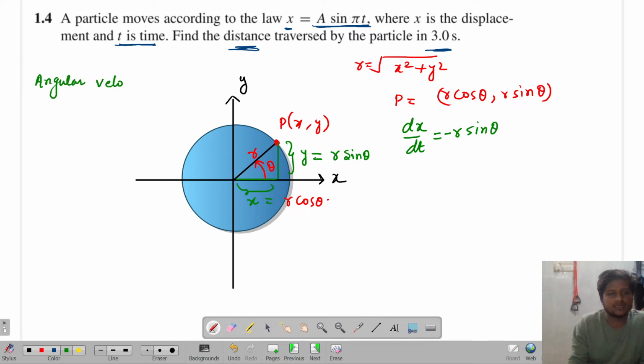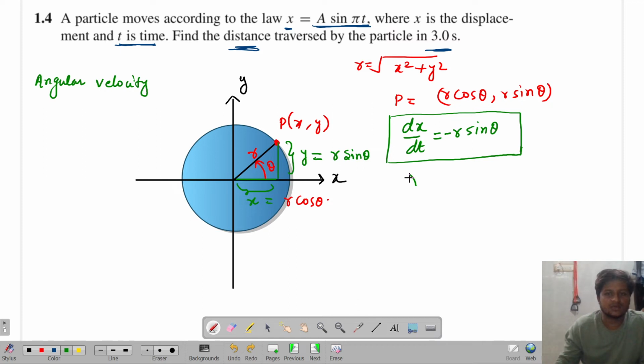Angular velocity, let's suppose this is theta. So this theta is going to change with respect to time or not. So if theta is going to change with respect to time, that means the x position is going to change with respect to time. I can write dx by dt as equal to minus of r sine theta. But since velocity is a positive quantity, I can write the modulus of dx by dt as R sine theta. Now move to the next point.